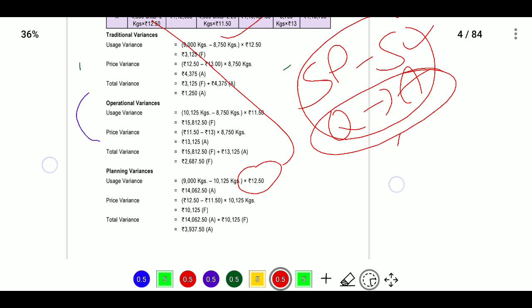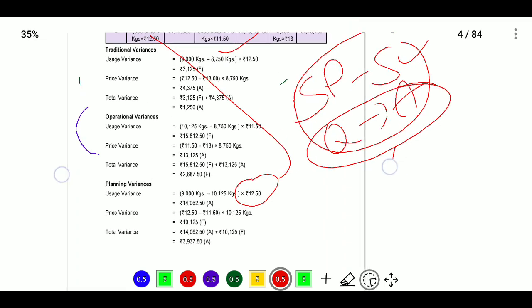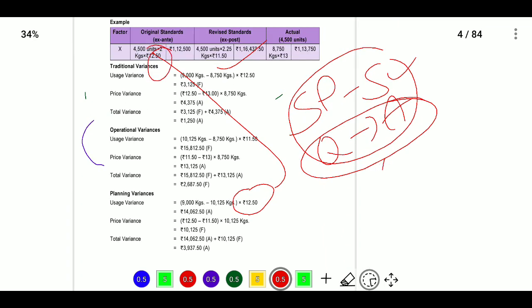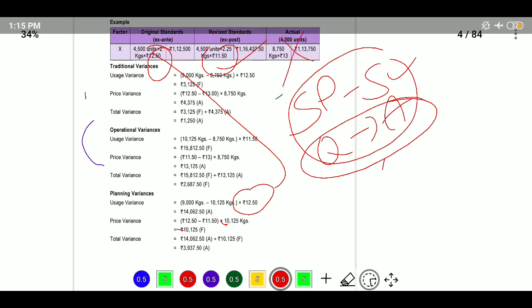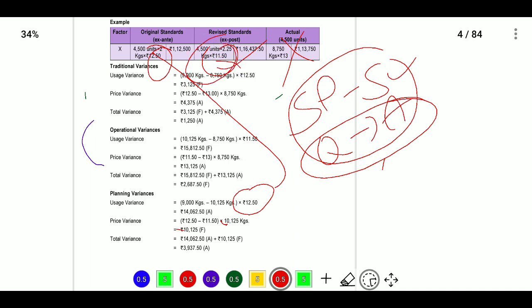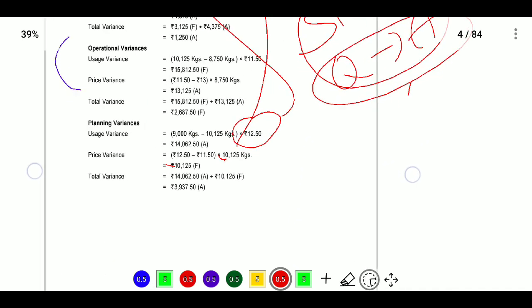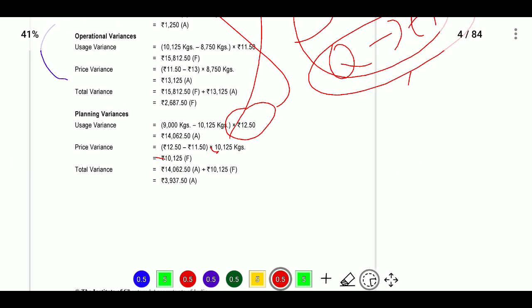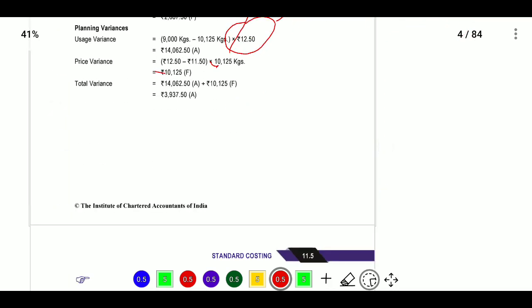Next, price variance: we take the price difference, 12.5 minus 11.5, into quantity. Which quantity? We are not seeing the actual quantity here, since we are comparing both plannings. So for the revised planning, the latest quantity, 10,125, we will take. Now we get the price variance, and the total variance will be one favorable and one adverse. This is the case.